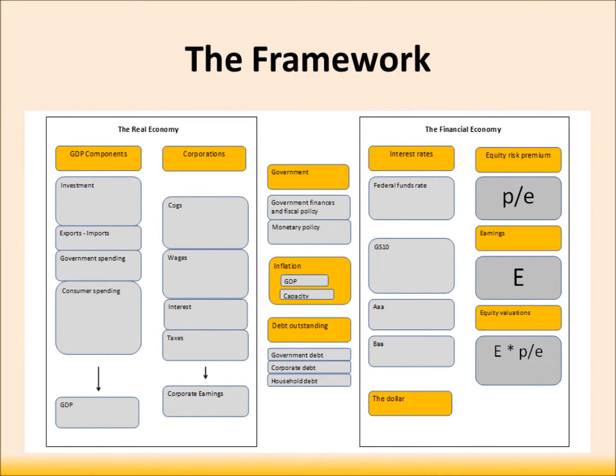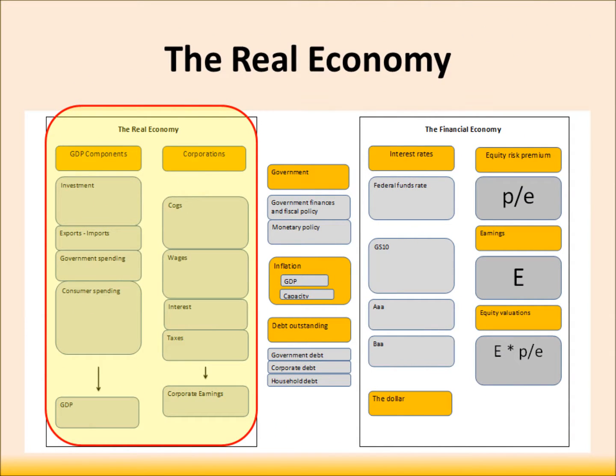So this is what the framework looks like. On the left-hand side, we have the real economy, and on the right-hand side, we have the financial economy. And in the middle, we have a few variables which we call facilitators. We will now go through each of these components and briefly show what drives each of them and how they connect. The real economy here is highlighted in yellow.